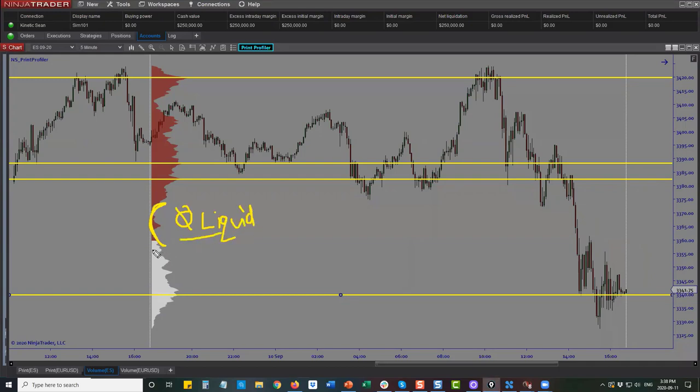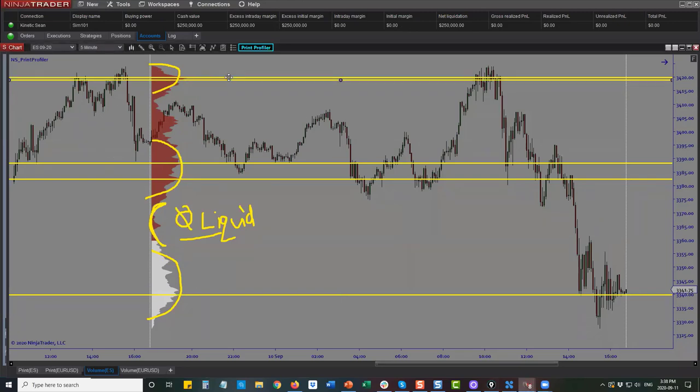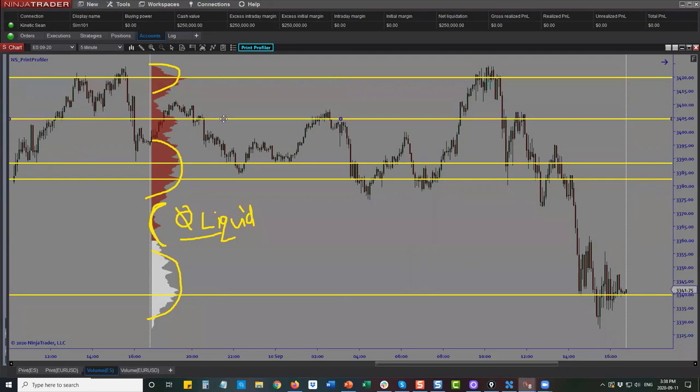Zero liquidity. Liquidity's down here. Liquidity's down here. And I don't mean there's not enough liquidity. There's a pretty big node here in between them, but when I say liquidity, I mean as a market entity, the entire market can't stay there.